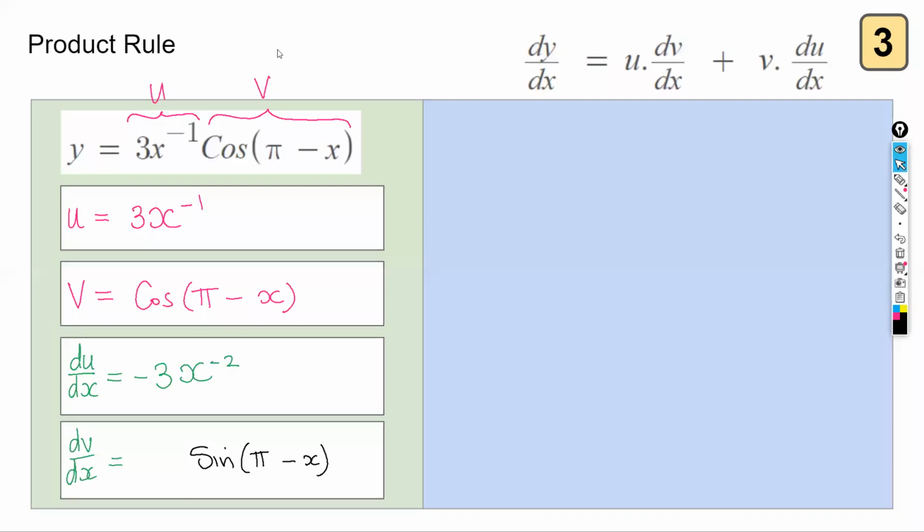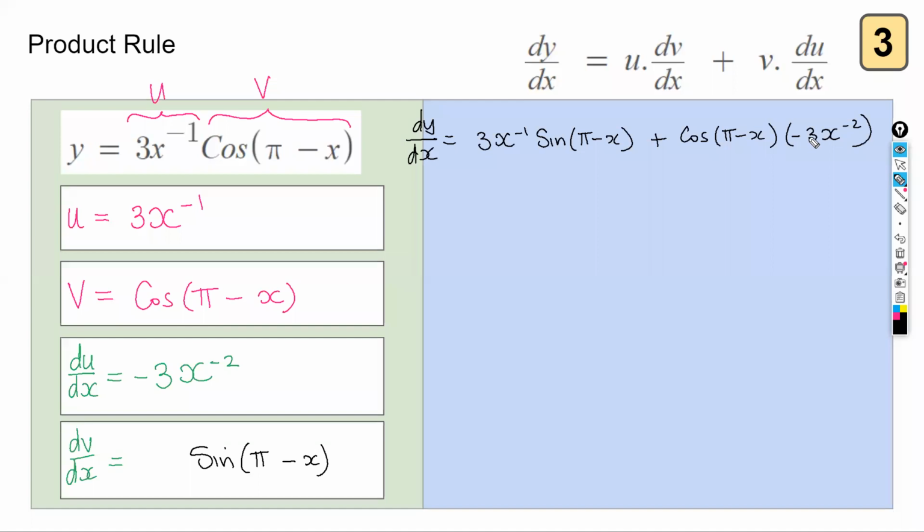Everything together, right? So trying to find dy/dx. u is 3x to the power minus 1 multiplied by dv/dx. That's just sine, open brackets, pi minus x, plus v. Where is v? v is cos(pi minus x), and du/dx. Now du/dx is minus 3x to the power minus 2.